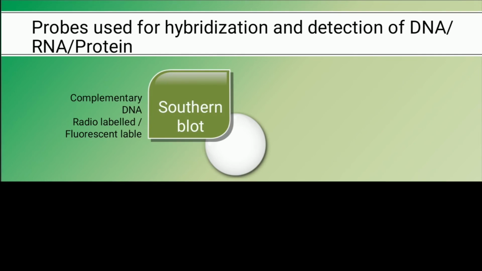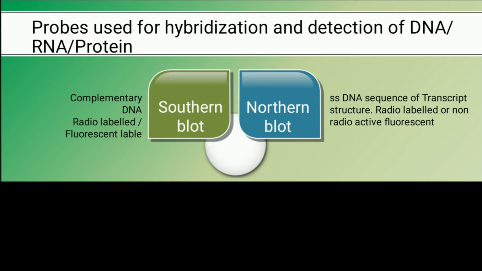For Southern blotting, DNA molecules exactly complementary to the fragment of interest are prepared, and they are radiolabeled with radioisotopes, or non-radioactive fluorescent labels are attached to the probes so that we can easily visualize the presence or absence of the complementary DNA. For Northern blot, a single-strand DNA sequence, radiolabeled or non-radiolabeled, is used. The key difference between the probes of Southern blot and Northern blot is that the Northern blot probes are always in the transcript structure. That means in the case of eukaryotes, the introns are excluded.